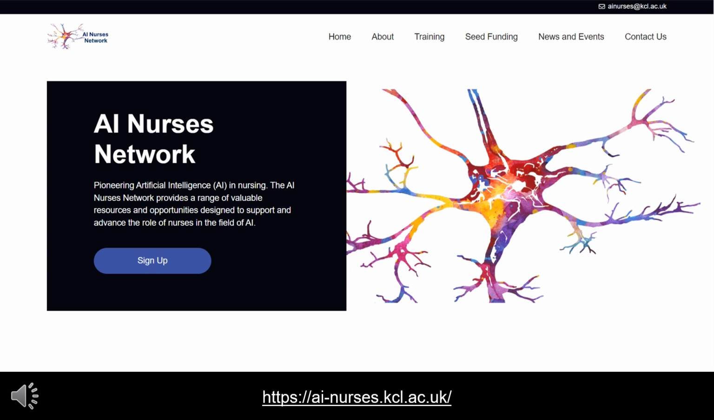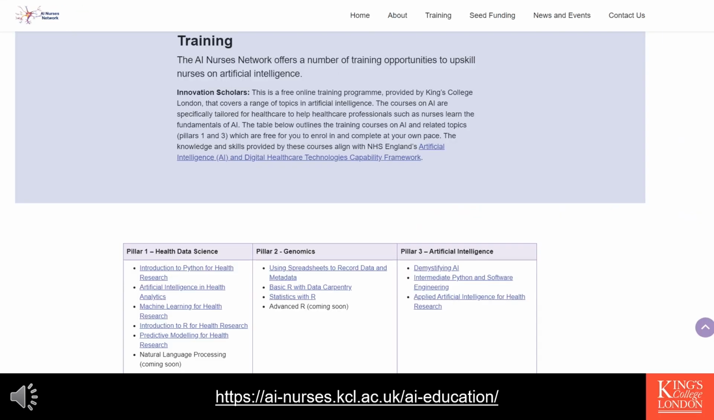There's an existing online training program called Innovation Scholars that covers all the essential AI and data science topics you'll need and was specifically designed for healthcare professionals. If you follow the link on the training section of our website, you'll be directed to the specific courses and you can set up an account on the e-learning platform for free to enrol and work your way through the various online courses. This is a quick overview of the training that's provided, and there are more courses coming soon, like one on NLP and AI ethics.